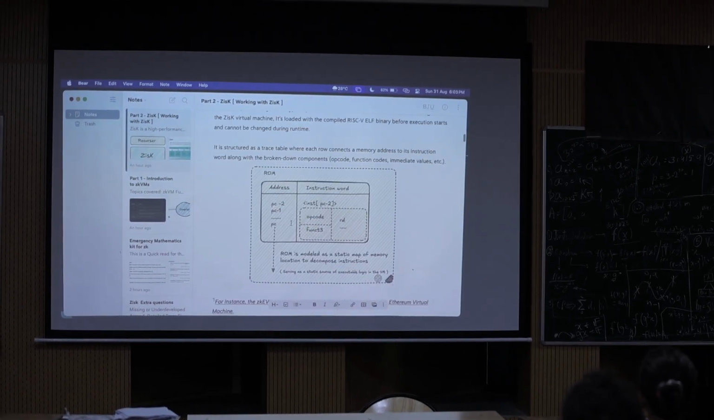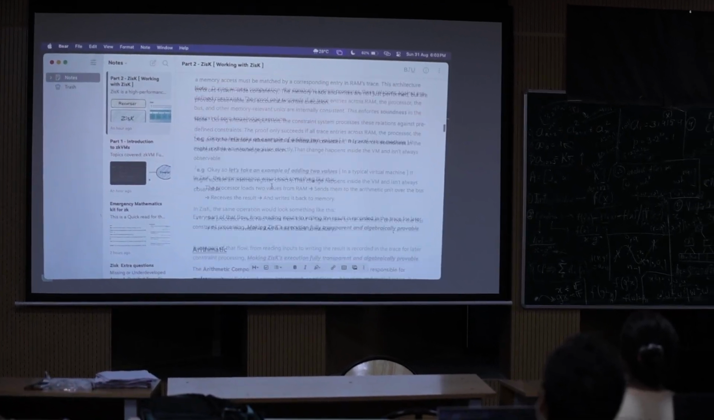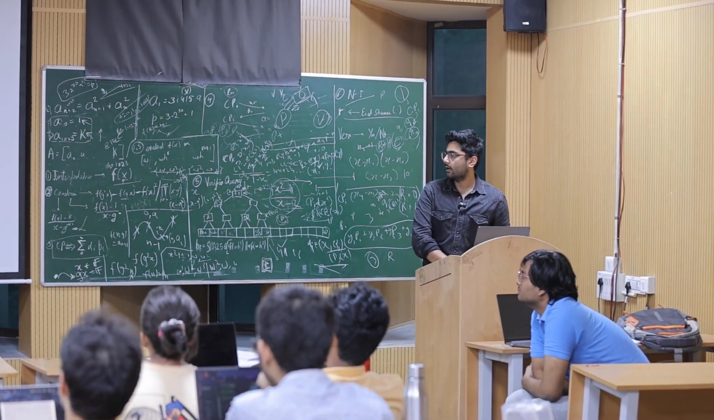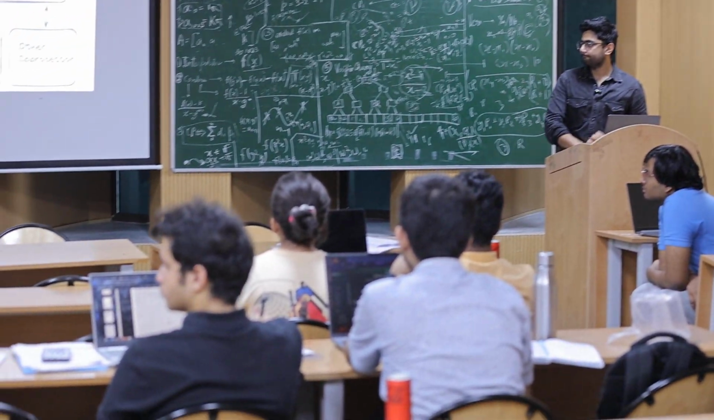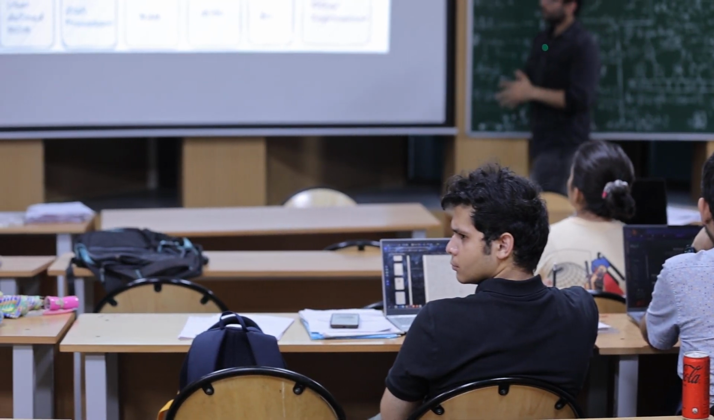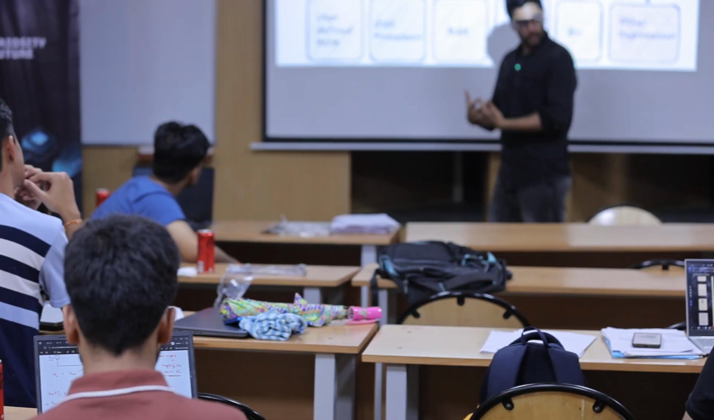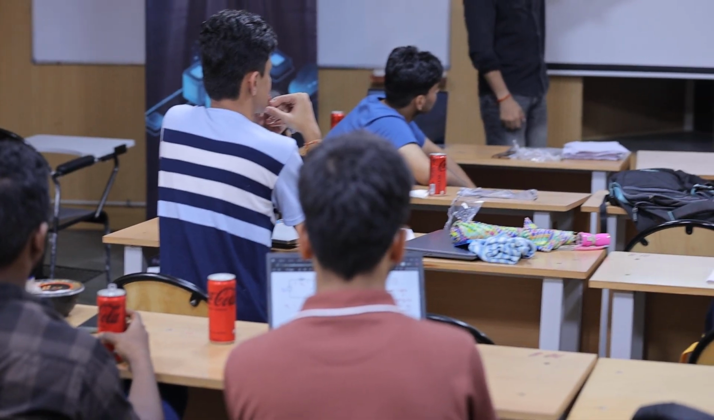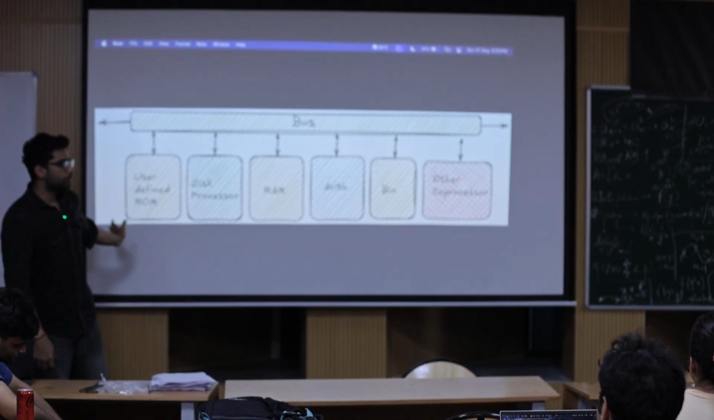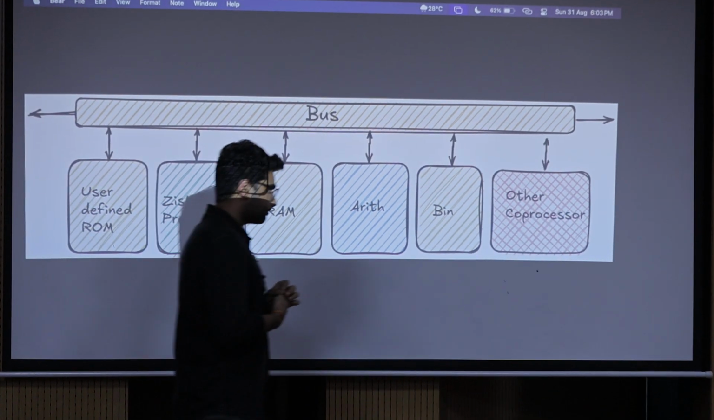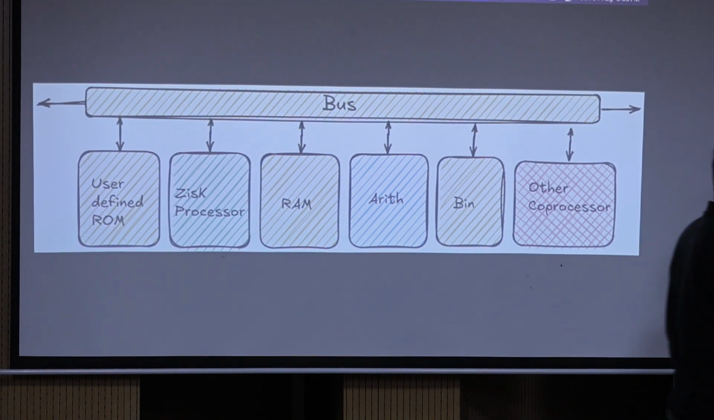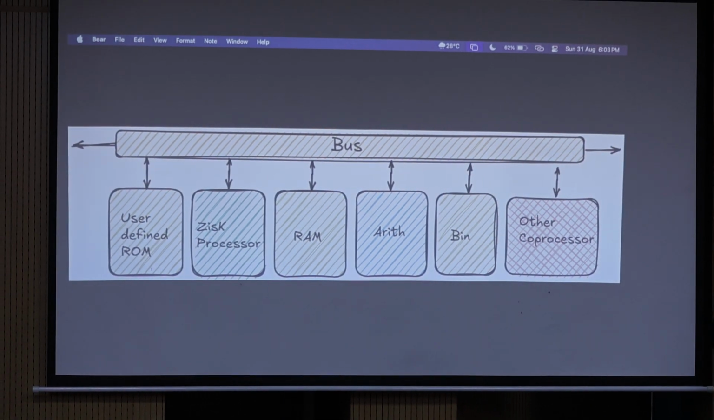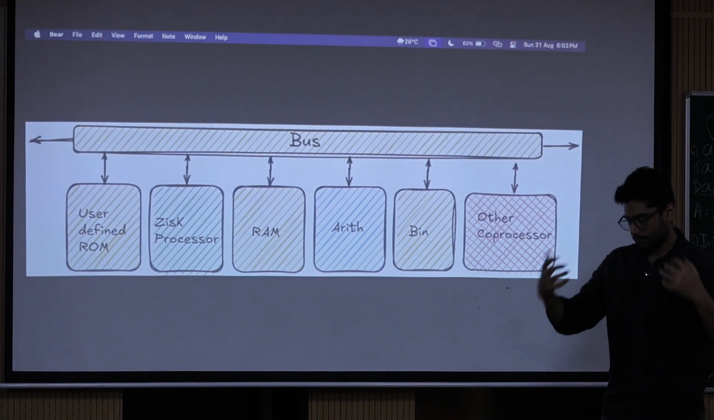How ZisK is being built: think of it as state machines. It's a relatively similar architecture. You're working with different components all together: ROM, processor, RAM, arithmetic, binary components, and other coprocessors that you could define. And let's take a scenario where you are trying to evaluate a computation, and that is going through multiple rounds of evaluation.